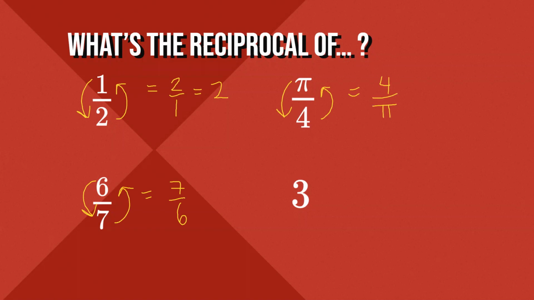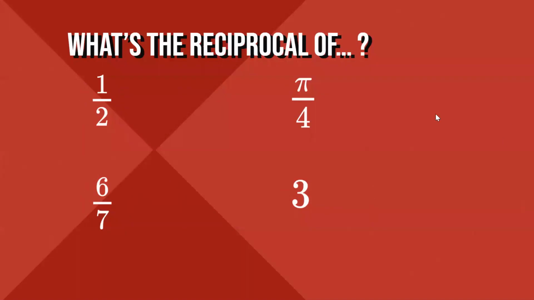Notice that 2 over 1 was the reciprocal of 1/2. So really 3 has a denominator of 1. The reciprocal of that then becomes 1/3. Awesome. So if that's what a reciprocal is, how might we define a reciprocal trig function? Let's check it out.